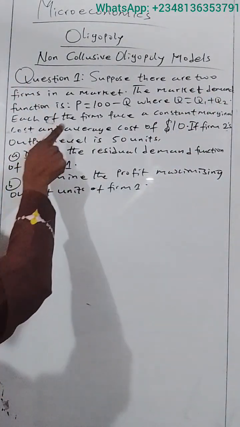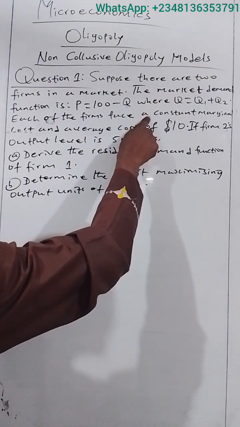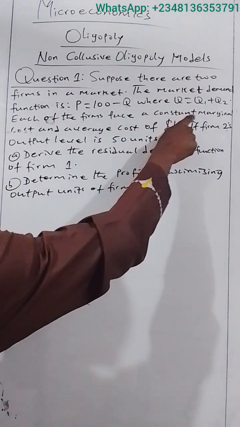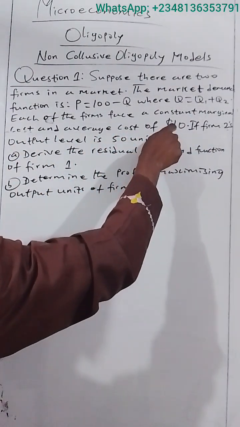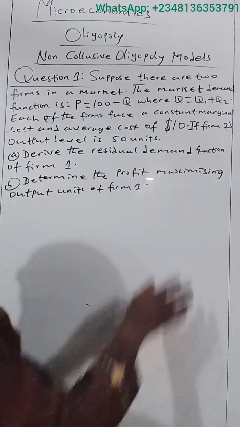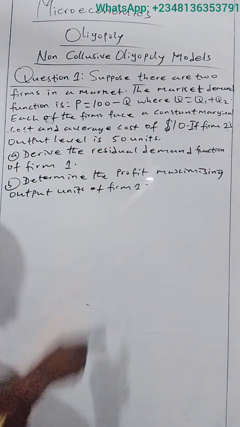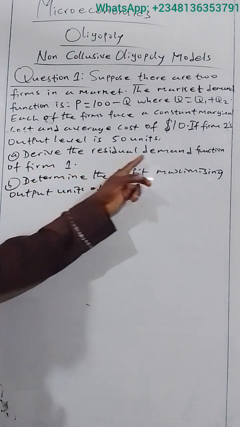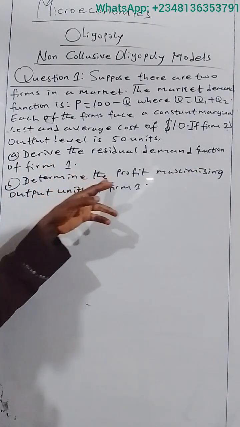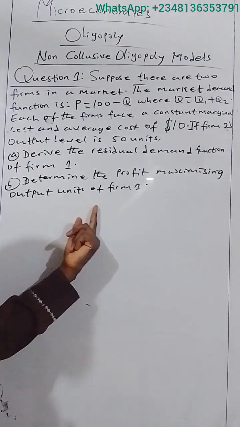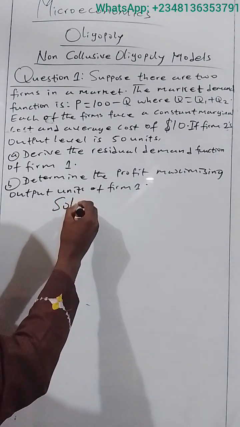We are also told that each of the firms faces a constant marginal cost and average cost of $10. So if firm 2's output level is 50 units, you have to derive the residual demand function of firm 1 and determine the profit maximizing output of firm 1. So this question is very simple. Let's see.